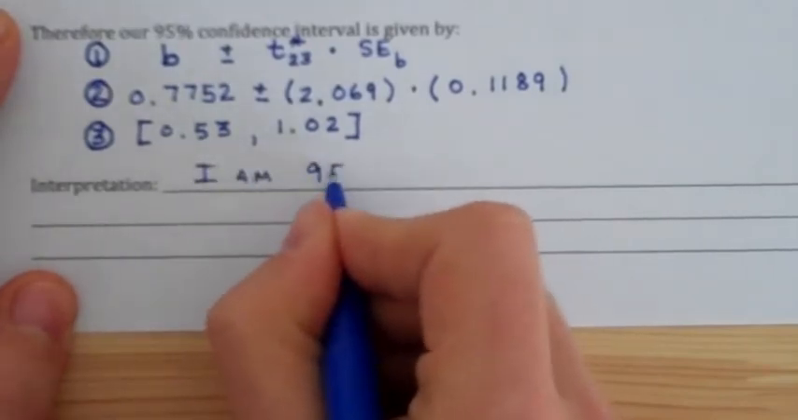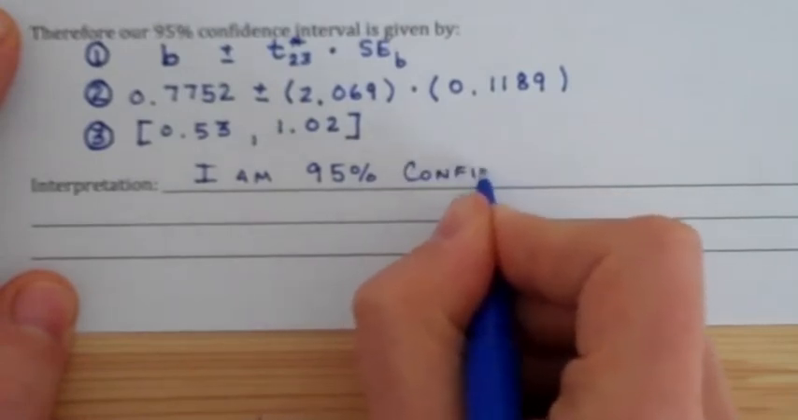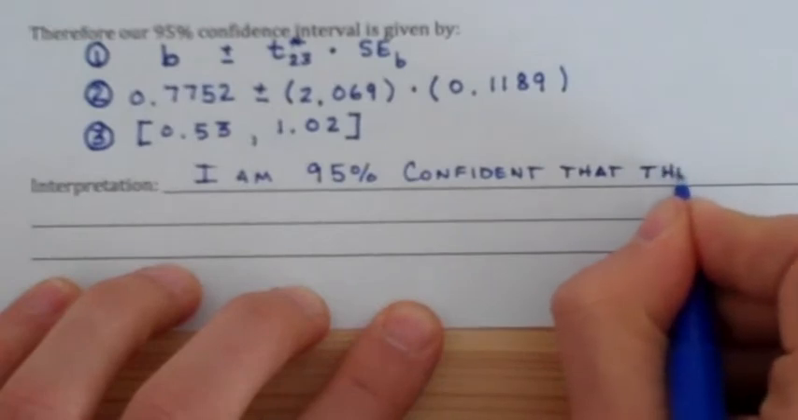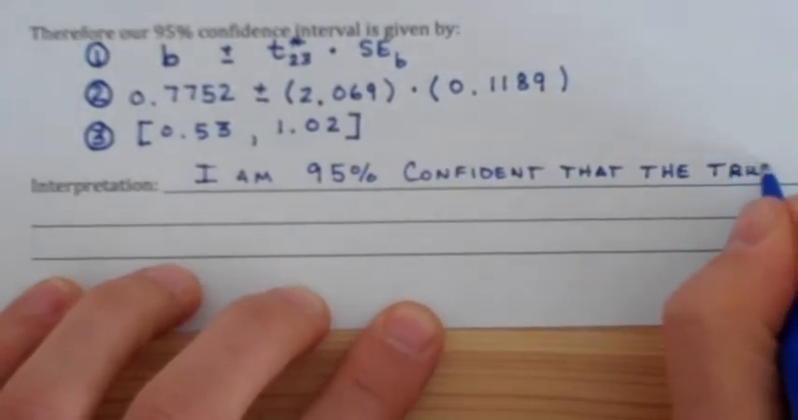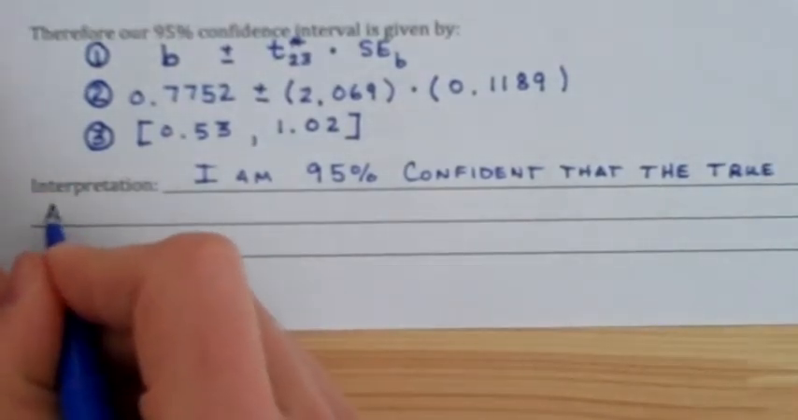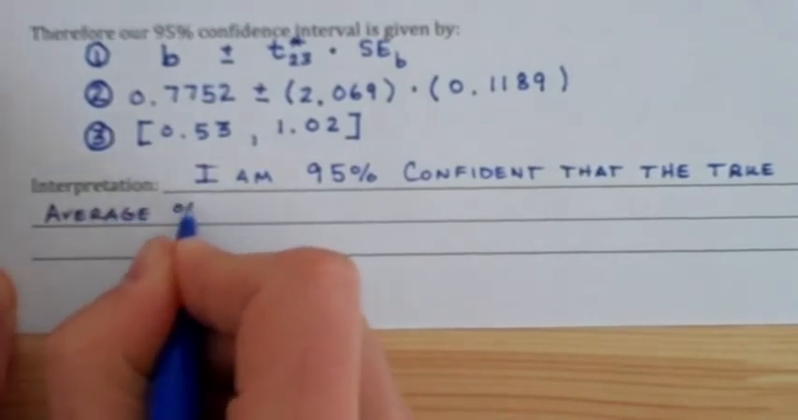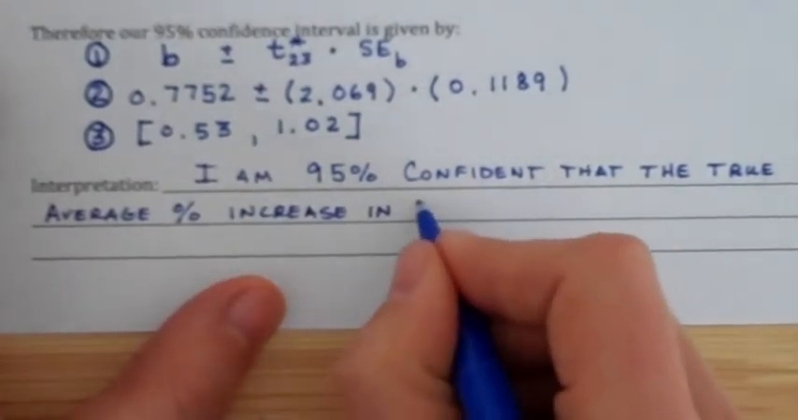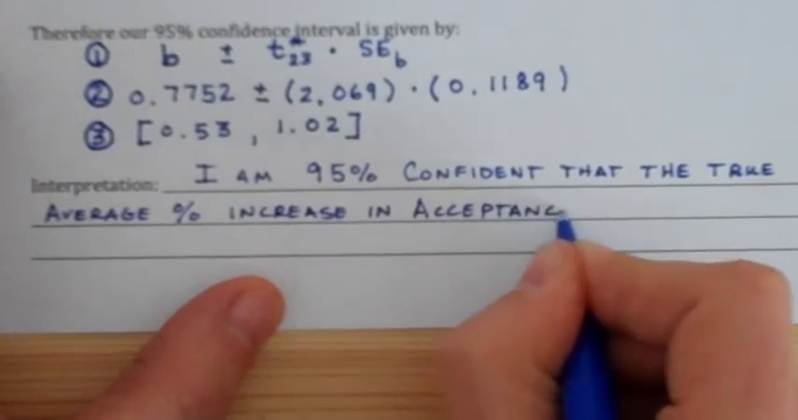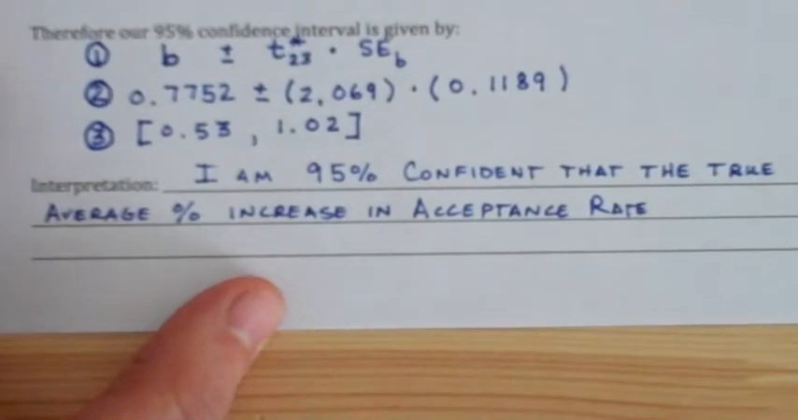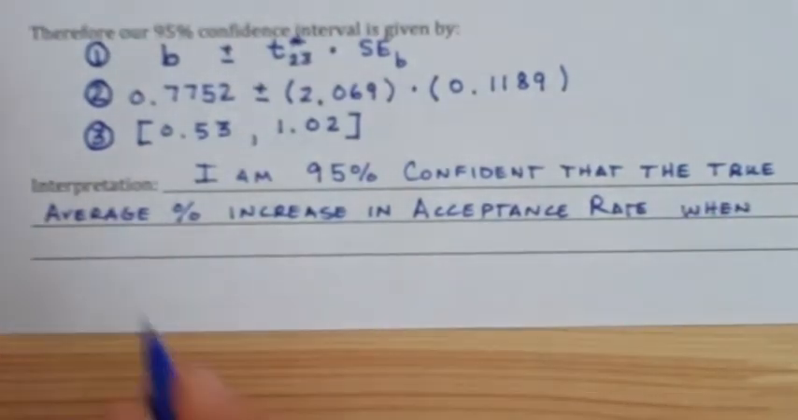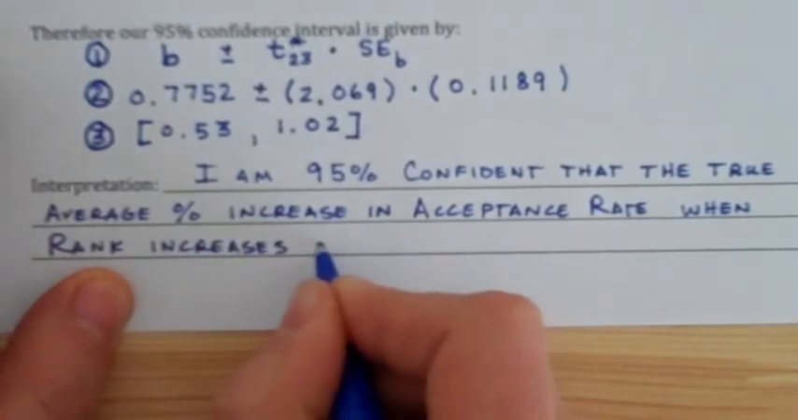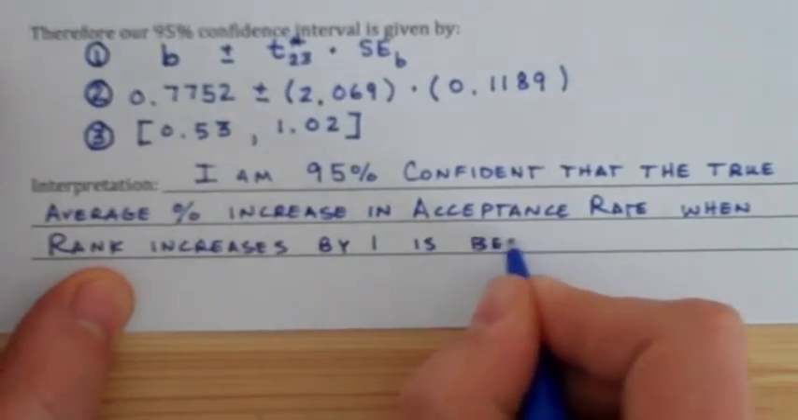I am 95% confident that the true average percent increase in the response variable, which is acceptance rate, when the explanatory variable, which is rank, increases by 1, is between, and then state the interval.